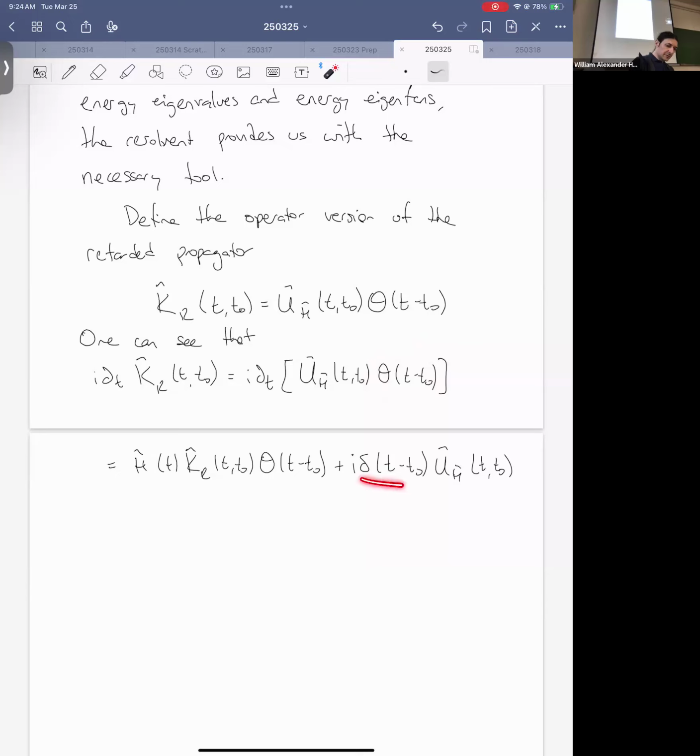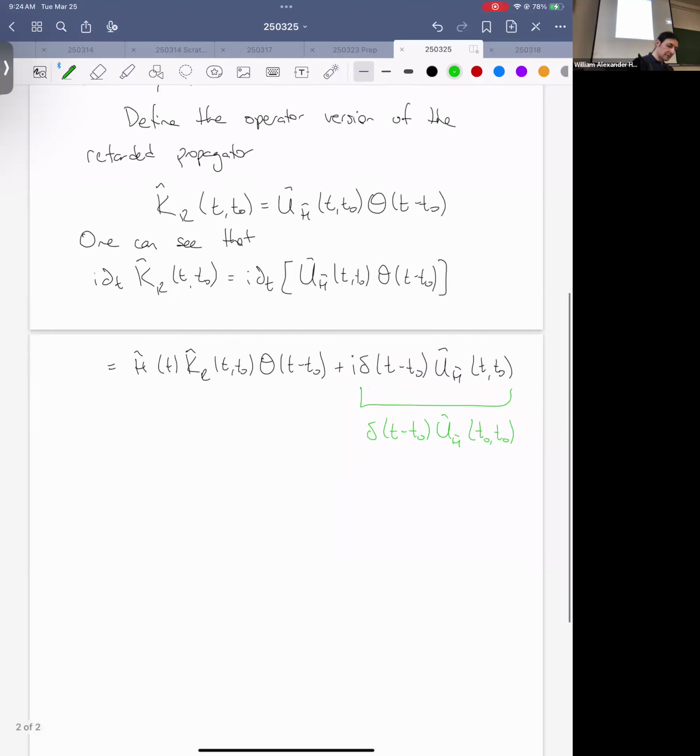Now, this delta function tells me that the only contribution I will ever get from this term is going to occur when t equals t0. And so I'm able to take this time evolution operator, which is in principle evaluated at times t and t0, to only be evaluated at t0. And what is the time evolution operator from t0 to t0? It's just the identity. Exactly. Very good.